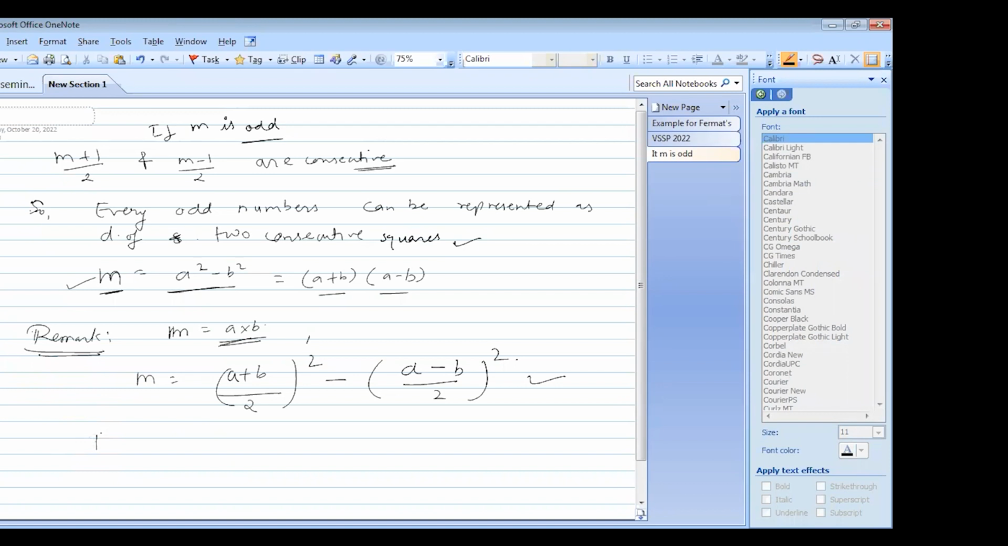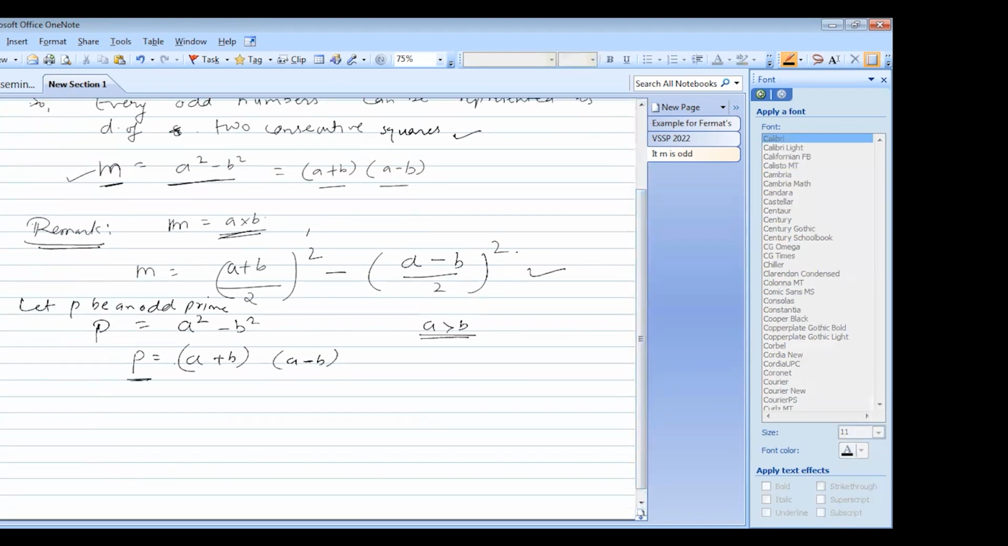Now let's say P be an odd prime. Then if I am able to write p equal to some a square minus b square, that is nothing but (a plus b)(a minus b). We are here assuming a greater than b, obviously.